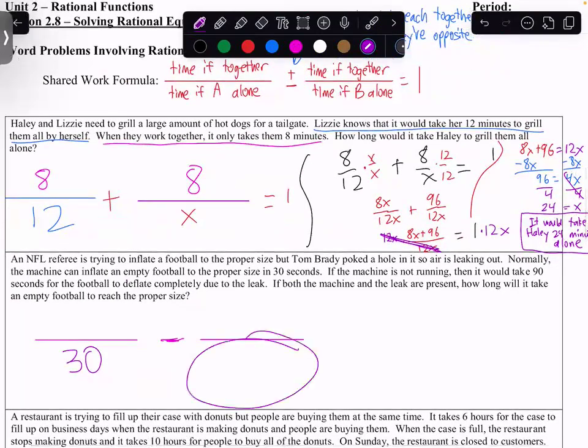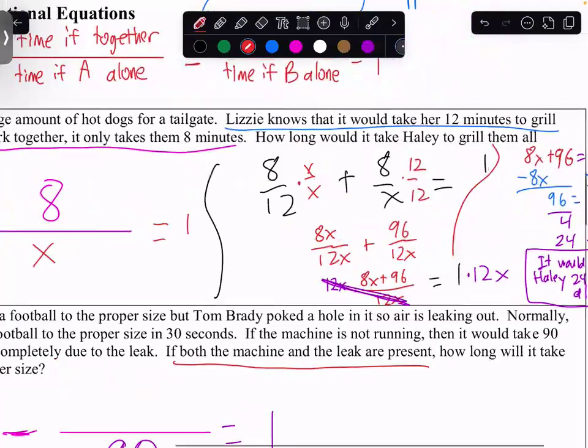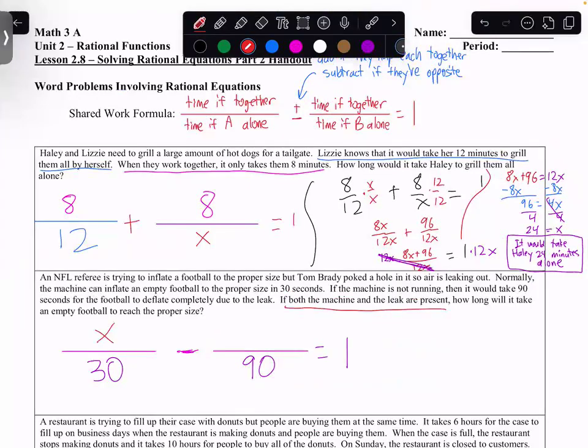Now the negative action, the thing that's doing the opposite, right? The leak is not trying to fill up the football, it's trying to empty it. So the 90 seconds for the leak, that would be the time for B alone. And it always equals 1. So this time the unknown is what happens if together? What happens if both things are happening at the same time? So both numerators will be x. Your two numerators should always match. Whether they're both numbers or both the variable, they should always be the same.